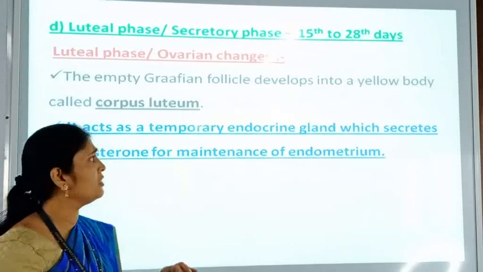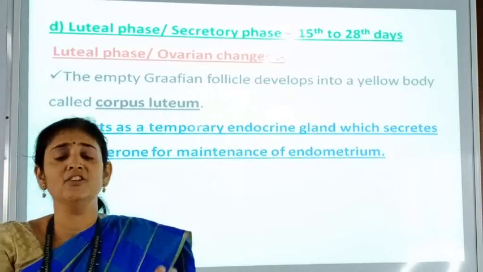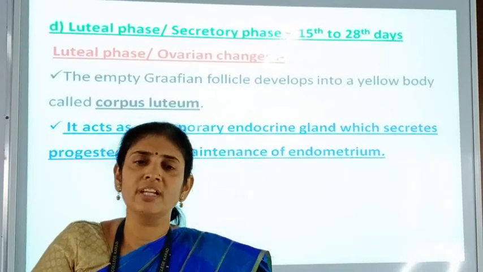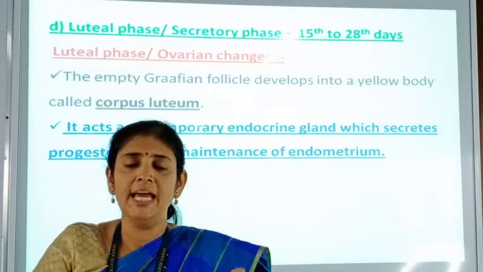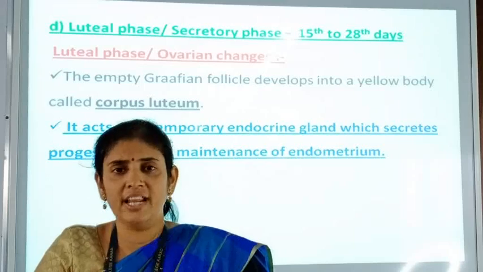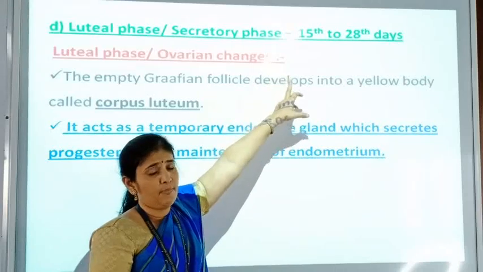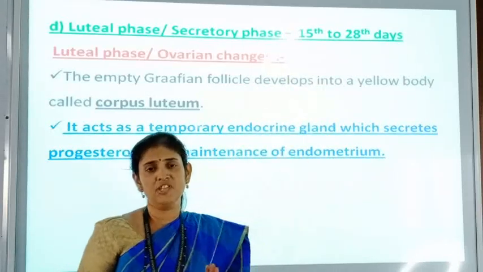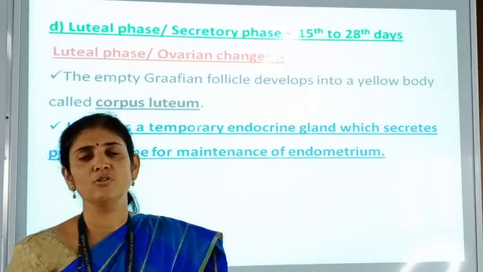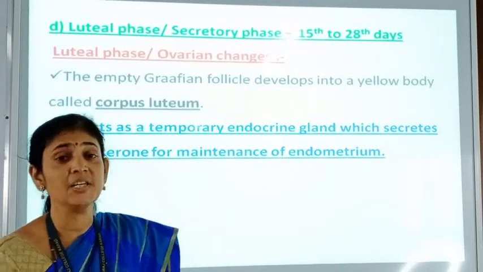Now the fourth phase here, luteal phase or secretory phase. Luteal phase is occurring again in the ovary and secretory phase is occurring in the uterus. So simultaneously in the ovary and in the uterus these changes take place. Luteal phase, that is ovarian changes, and secretory phase, that is uterine changes. These changes are occurring between the 15th day of the menstrual cycle up to the 28th day, म्हणजे 15व्या दिवसापासून 28व्या दिवसापर्यंत ओव्हरीमध्ये काही चेंजेस होतात, युटेरसमध्ये काही चेंजेस होतात. ओव्हरीमधल्या चेंजेसला ल्युटियल फेज म्हणलेला आहे आणि युटेरसमधल्या चेंजेसला इथं काय म्हणलेलं आहे, सिक्रेटरी फेज म्हणलेला आहे.